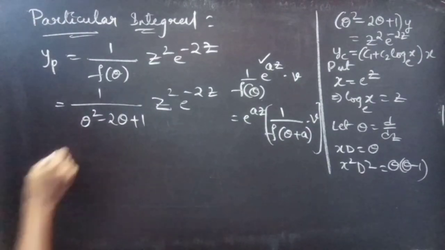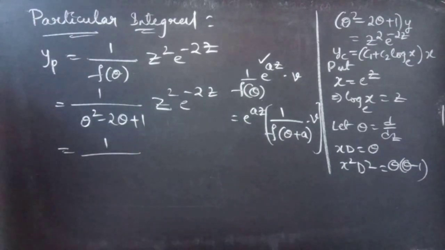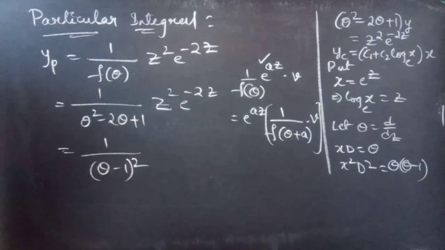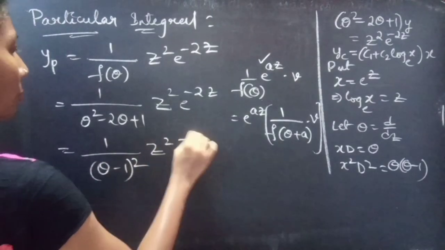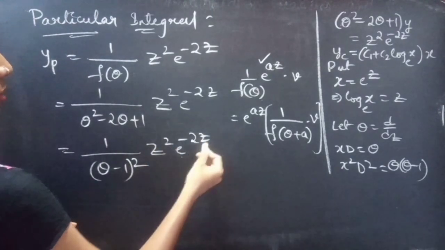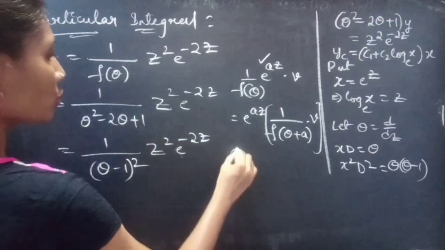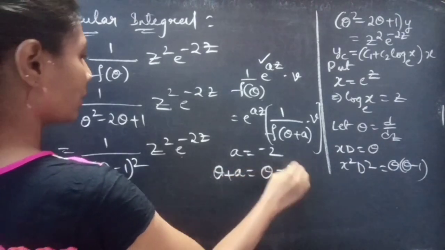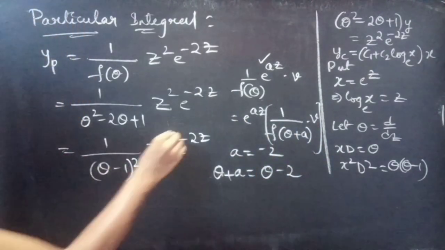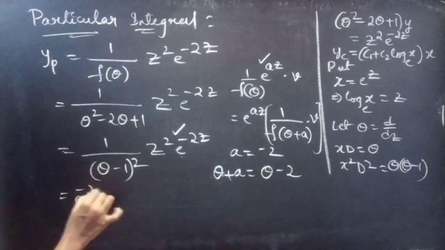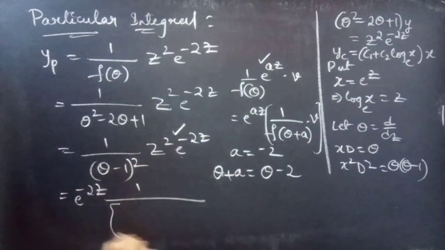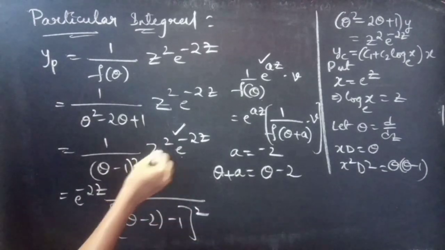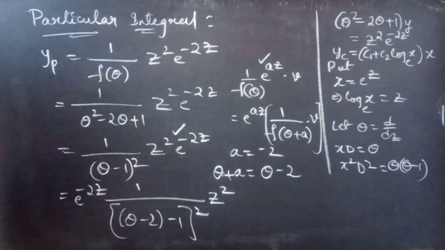Right? Here we have theta square minus 2 theta plus 1 in the denominator. We can write it as theta minus 1 whole square for our convenience. Okay? Into z square e power minus 2z. Now compare e power minus 2z with e power az, then for a equals minus 2, we'll get theta plus a equals theta minus 2. Right? Now shift e power minus 2z towards the left by replacing this theta with theta minus 2. We'll get theta minus 2 minus 1 whole square into z square.